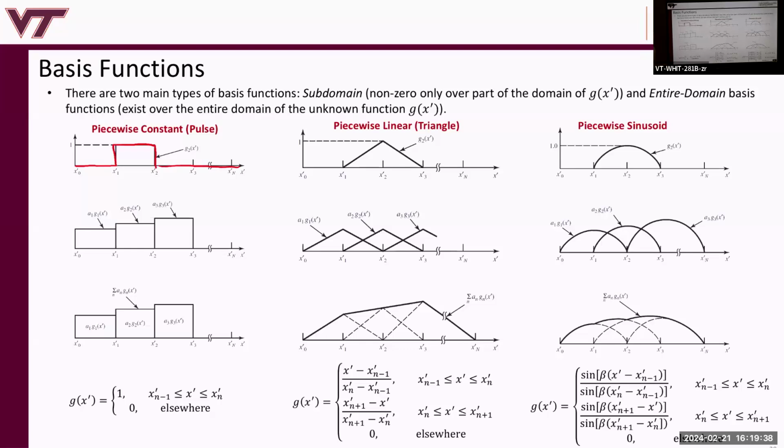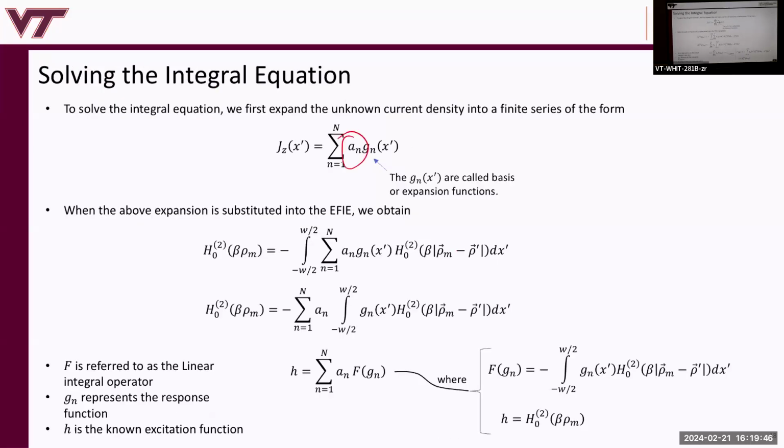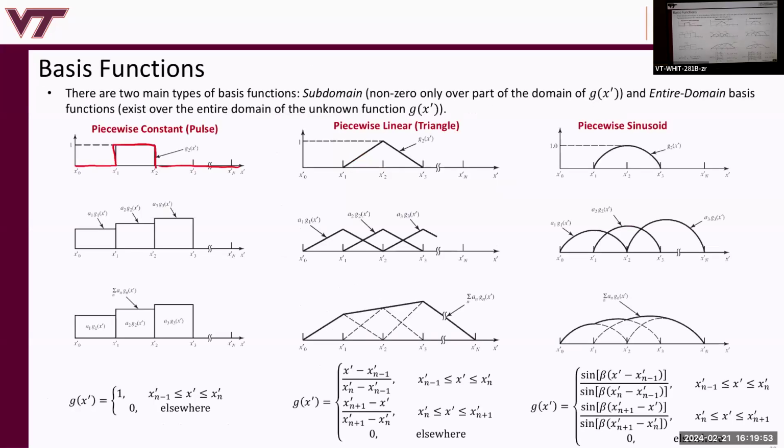Very good. When you solve the matrix equation, you're going to get all of these coefficients, and those are the amplitudes of the different pulses. So what you get here is a piecewise constant approximation to the current. So maybe the current's doing something like this.